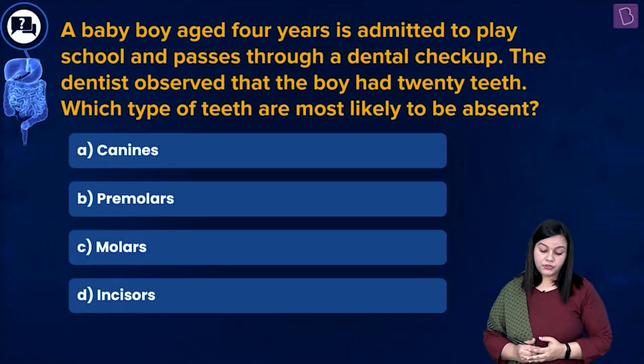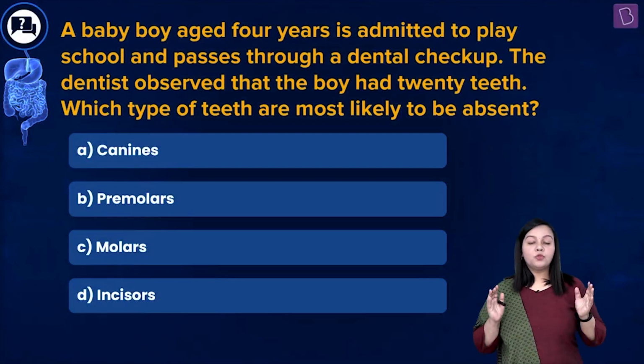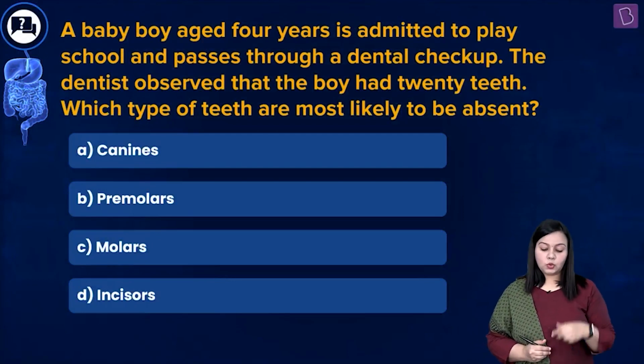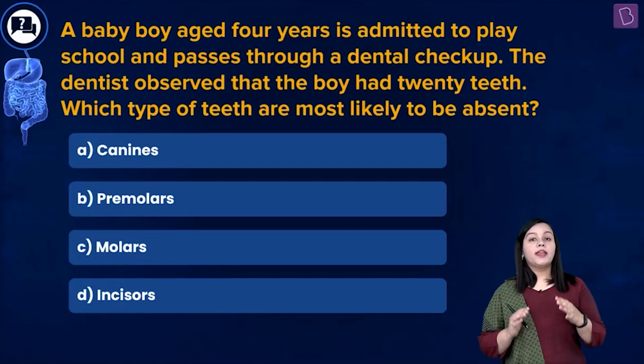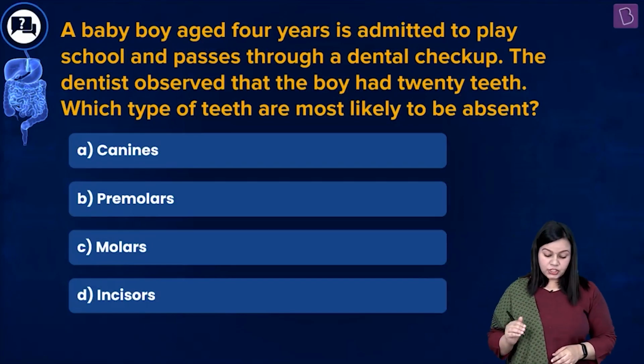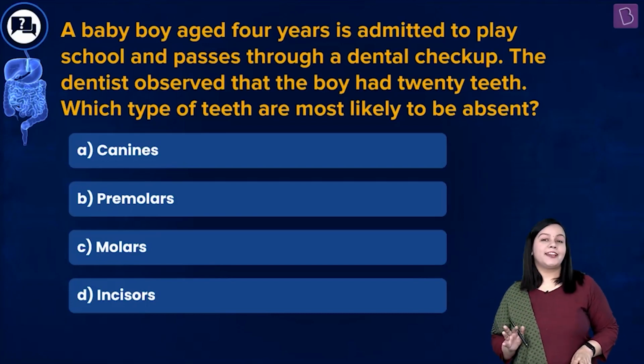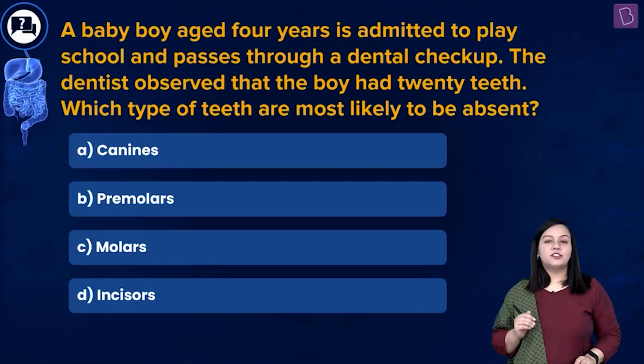A baby boy aged 4 years is admitted to play school and passes through a dental checkup. The dentist observed that the boy had 20 teeth. Which type of teeth are most likely to be absent in this child?